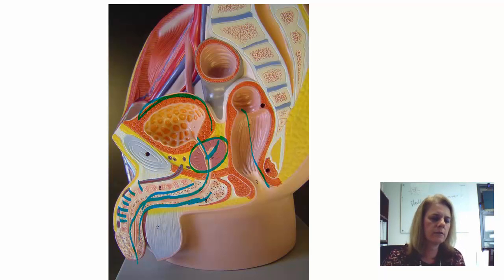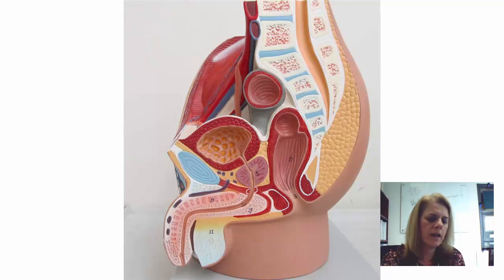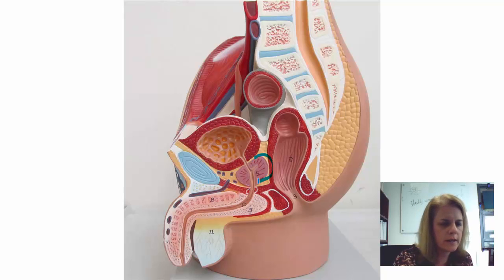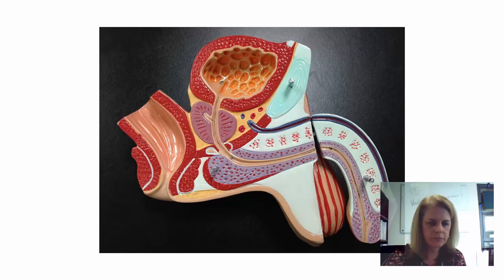Okay, so just again a different way of looking at it. And again, another model. We have several models, so I wanted to just show you as many as I could. So again, you have your prostate here, your bladder, the urethra, corpus spongiosum, and corpus cavernosa with the glans.